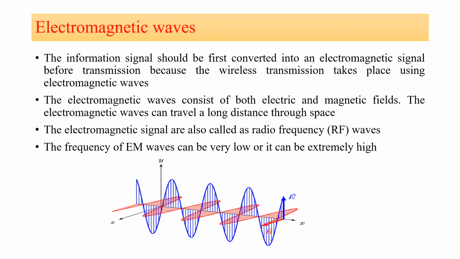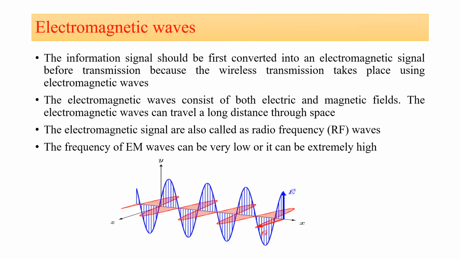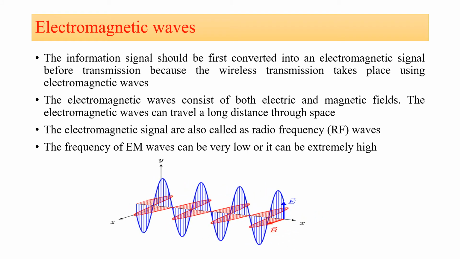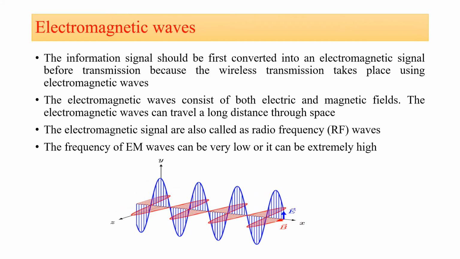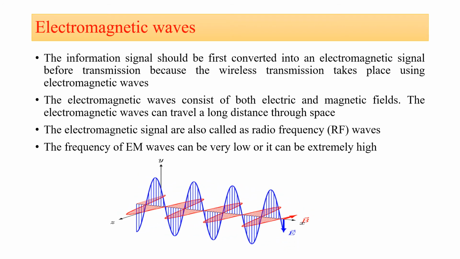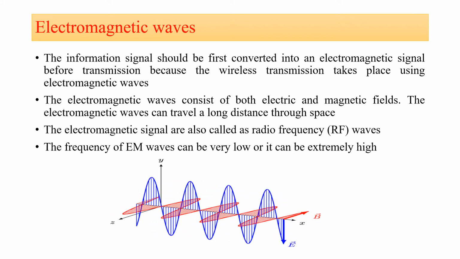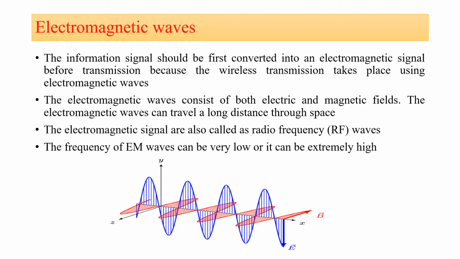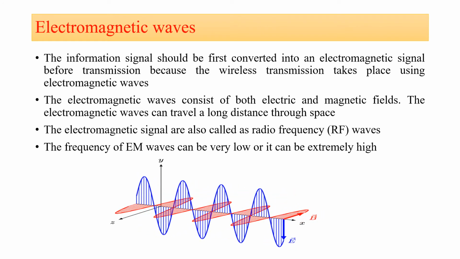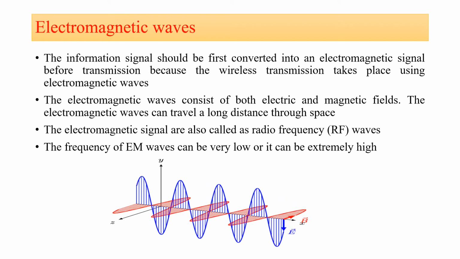Now this picture shows the electromagnetic waves. Basically the electromagnetic wave is nothing but the combination of both fields, that is the electric field as well as the magnetic field. If you observe the blue color waveform, that indicates the electric field, while the red color waveform indicates the magnetic field. And if you observe the waveform, these electric and magnetic fields are always at right angles to each other, and this indicates the combination of the electric field and the magnetic field.